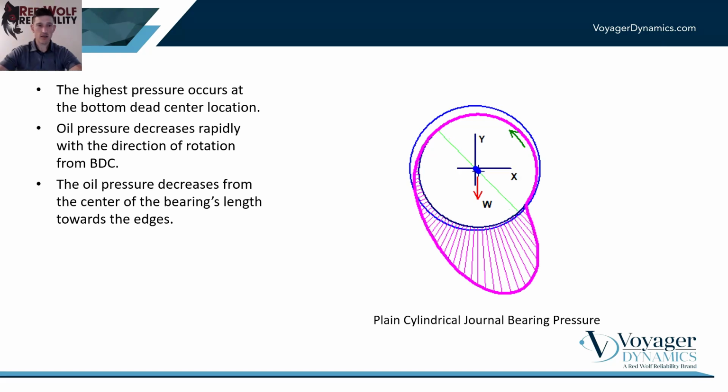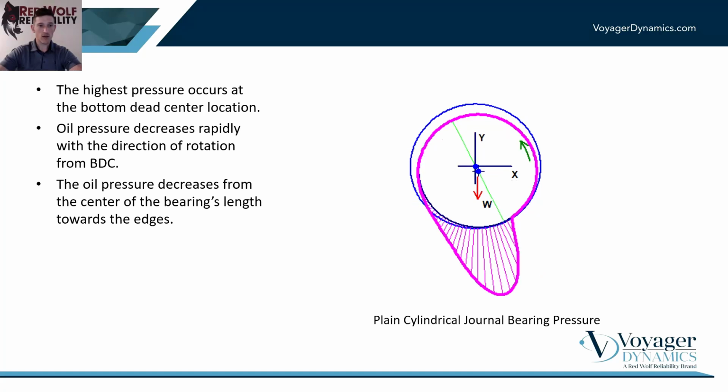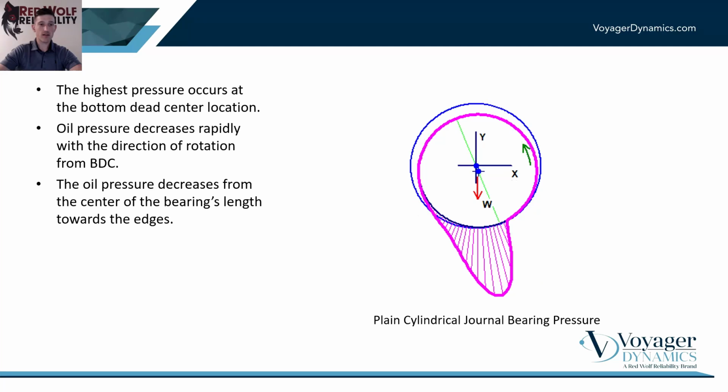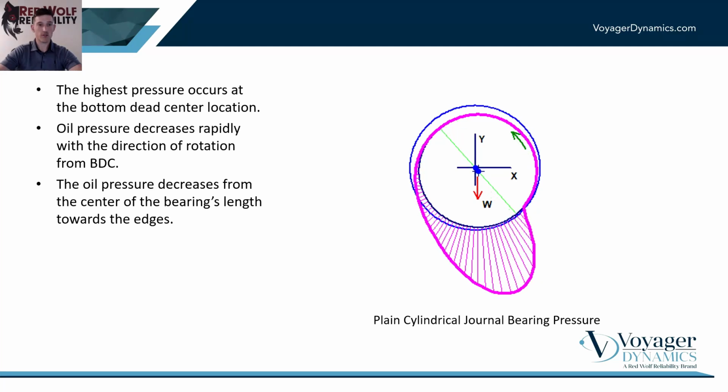Now, there's a few things that are important that we can extract from this about fixed geometry bearings in general. First, in a horizontal configuration like was modeled here, where the weight of the rotor is pointing down, our highest oil pressure occurs at the bottom dead center location, right below the shaft. Now, if we wanted to understand how much strain was occurring in the housing, you would want to mount your FDS sensor at the bottom dead center location on the bearing housing below the shaft.